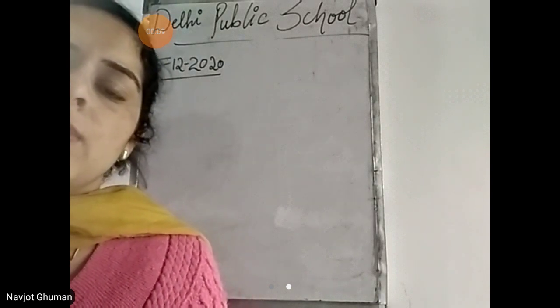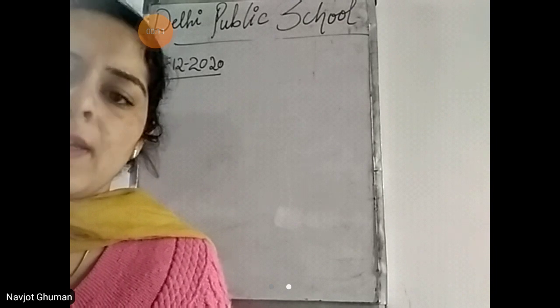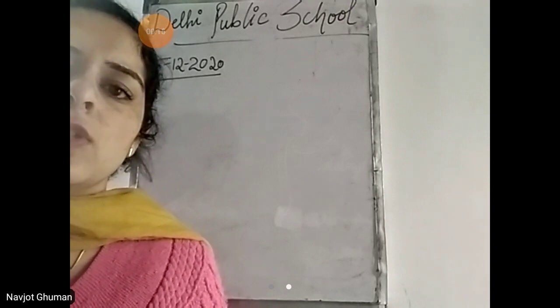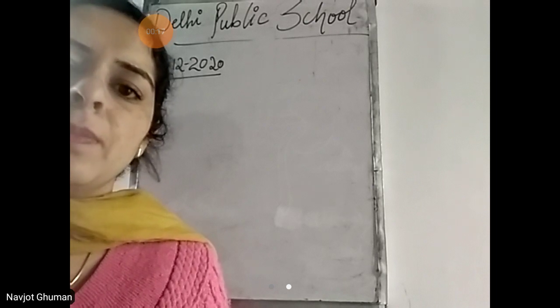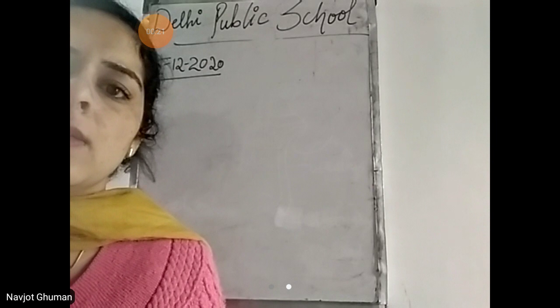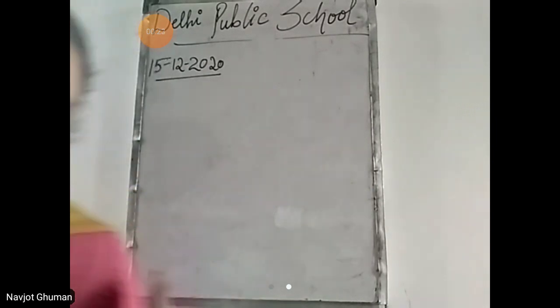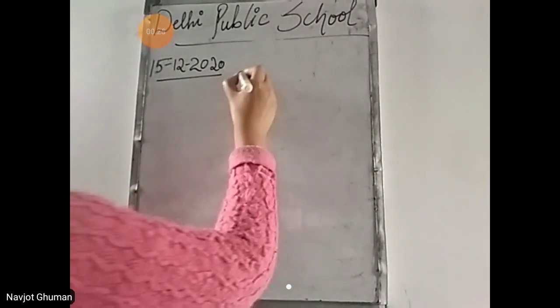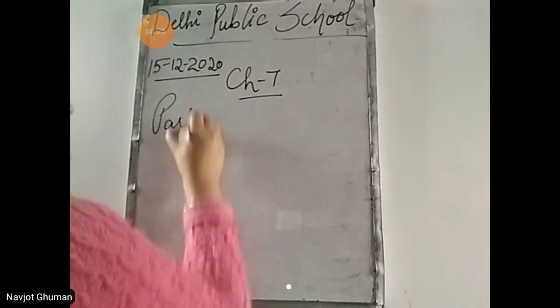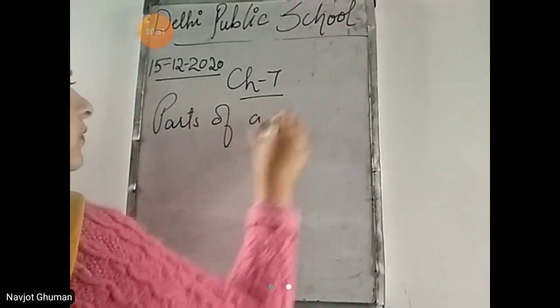Now we are going to start with the revision, as your unit test is going to commence. So let's start with the revision of the chapters that we have completed till now. First we'll revise chapter number 7, that is parts of a plant.